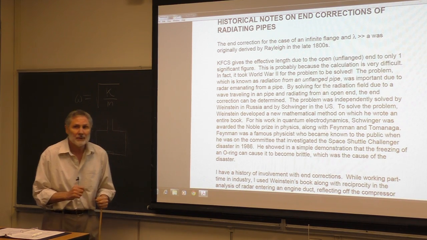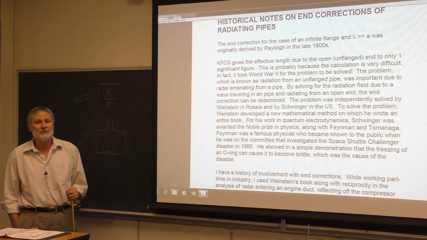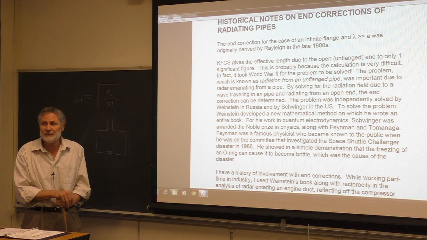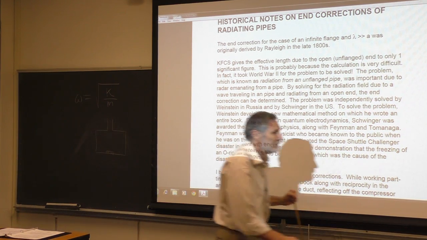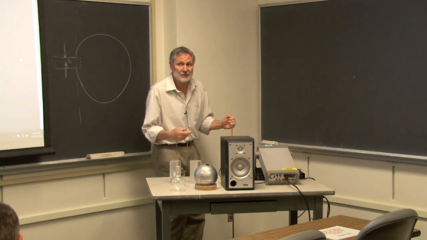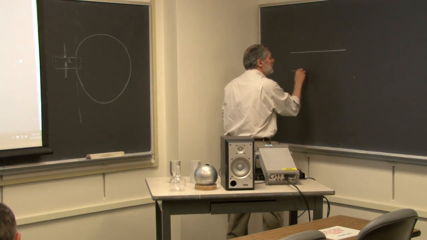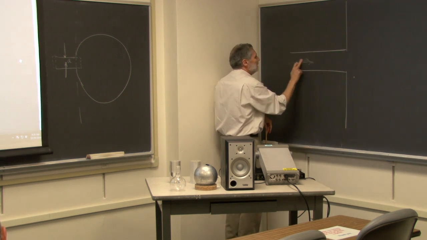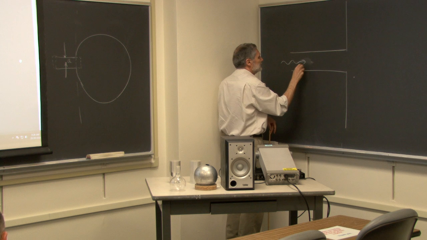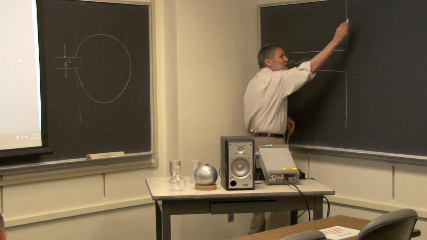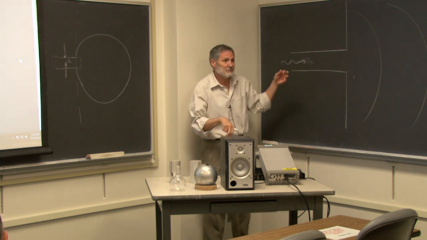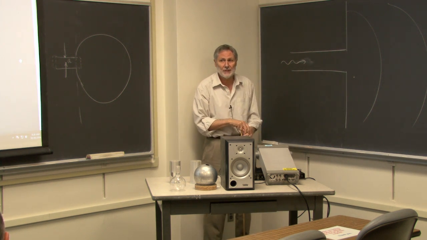So the problem that was around during World War II and became very important because of radar was, what is the radiation field from an unflanged pipe? Rayleigh had solved the acoustic problem, which is similar to the electromagnetic problem. If you have a pipe here with a very large flange and a wave coming down here, it's going to radiate out like this. You're going to have a radiation pattern. Rayleigh solved that; you can solve for that radiation pattern.